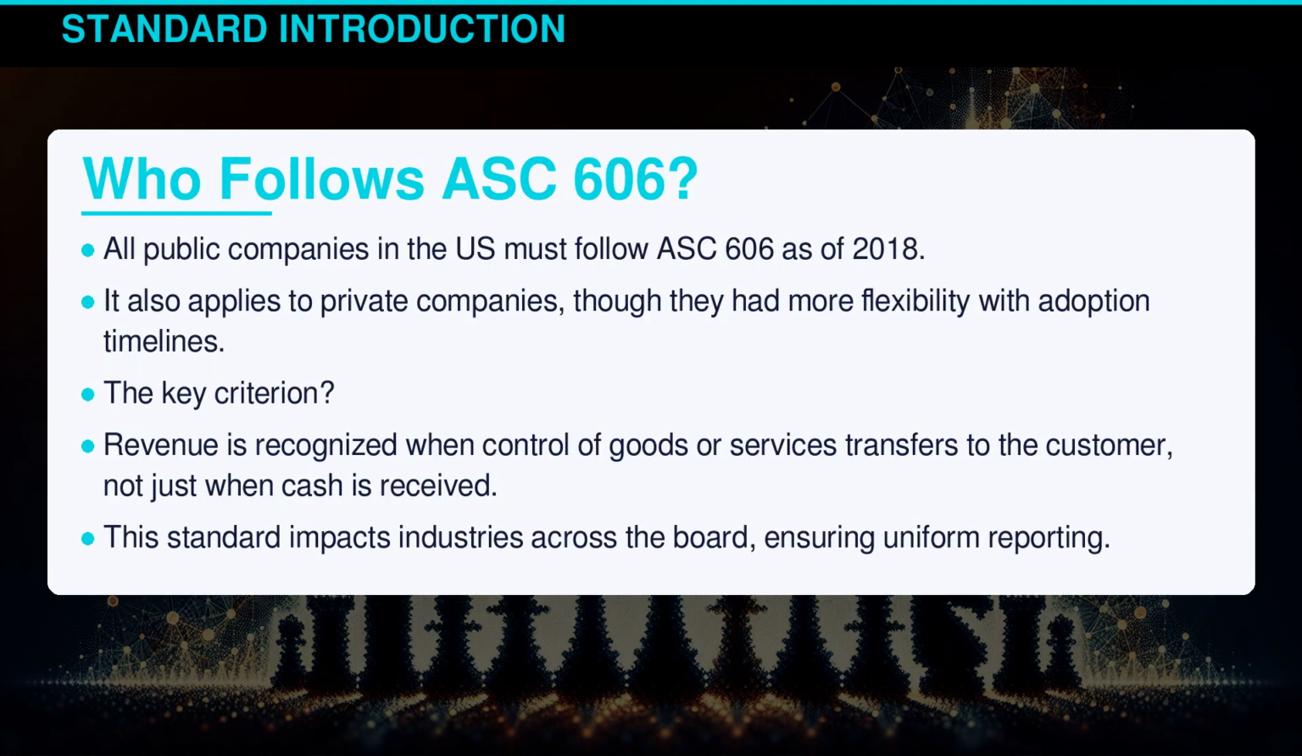All public companies in the U.S. must follow ASC 606 as of 2018. It also applies to private companies, though they had more flexibility with adoption timelines. The key criterion? Revenue is recognized when control of goods or services transfers to the customer, not just when cash is received. This standard impacts industries across the board, ensuring uniform reporting.